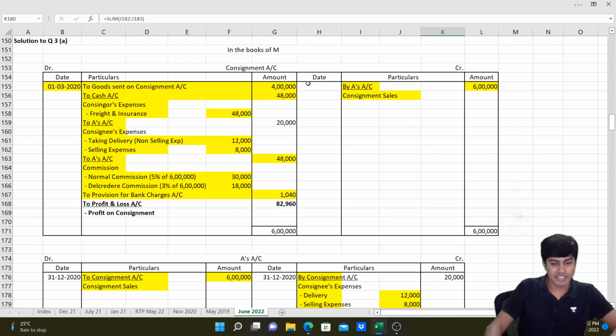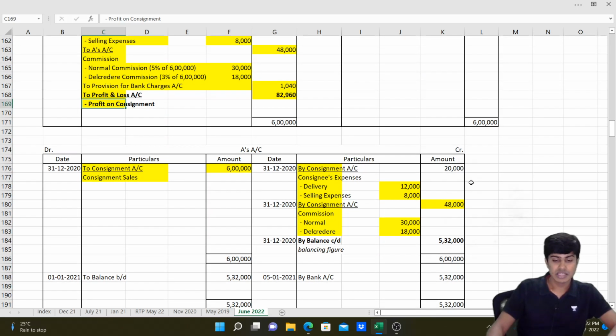So we have everything else in our consignment account. This 20,000 is total. We will find our profit on consignment 82,960 as balance. And how much money should we collect from our consignee? 6 lakh rupees towards sale. Out of that, expense of 20,000 and 48,000 commission will be deducted. He has to pay us 5 lakh 32. He would pay entire 5 lakh 32.